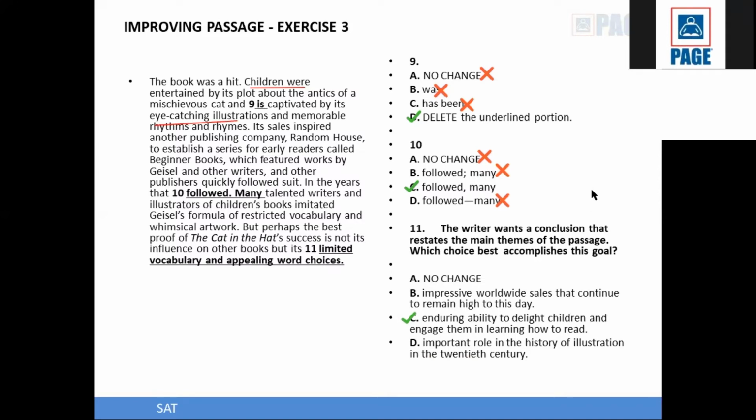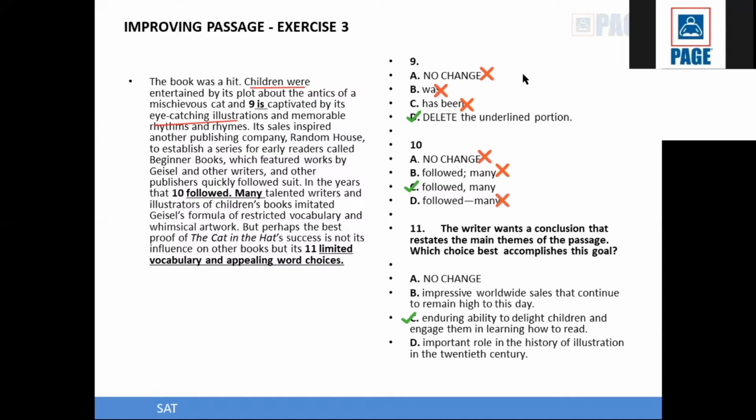So we are learning here: when you get a concluding statement, the last sentence should match the first sentence of the reading passage. The first sentence talks about children's books. The last sentence must also be related to children's books, and only C has that option. So the answer is C.